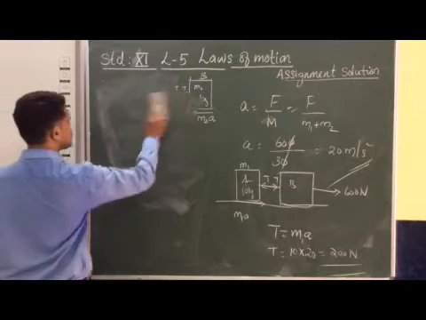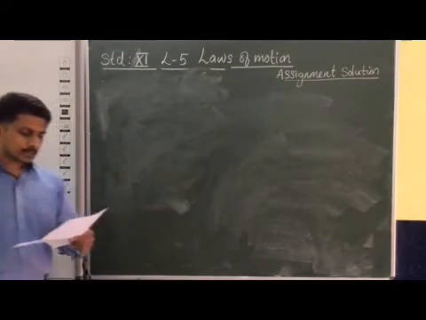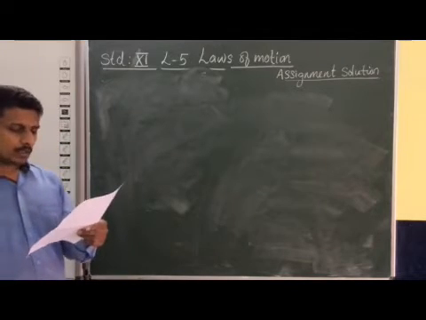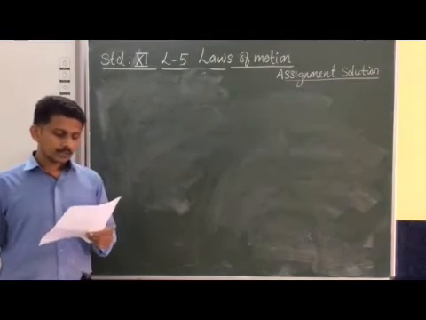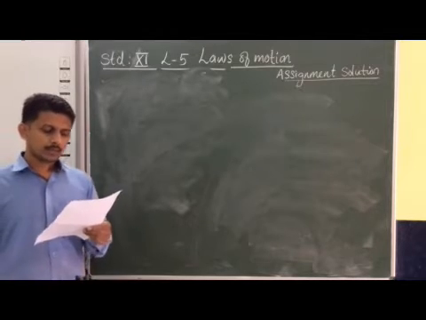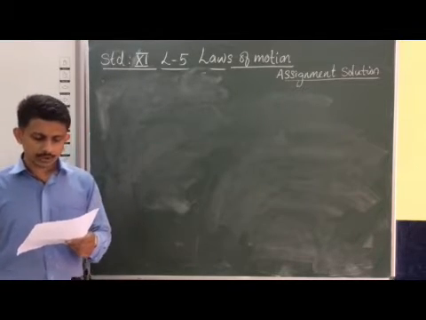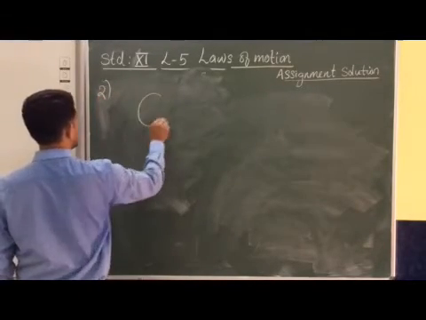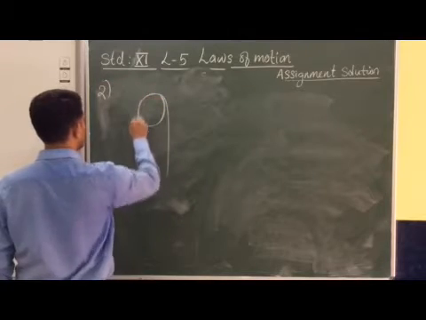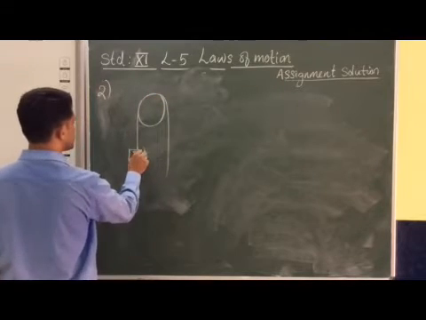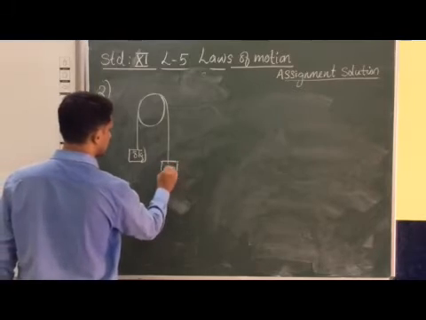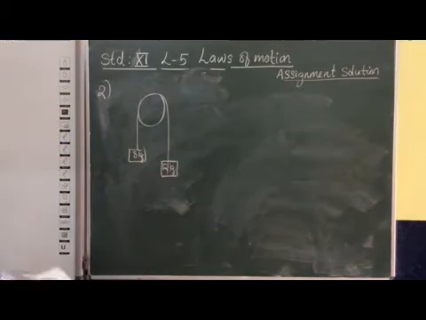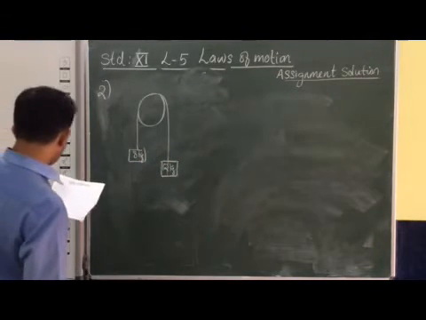Now we will solve our question number 2. Two masses 8 kg and 12 kg are connected to the two ends of a light inextensible string that goes over a frictionless pulley. Find the acceleration of the masses and the tension in the string when the masses are released. So like this way there are two masses which are moving over this pulley. The first is of 8 kg and the second is of 12 kg.